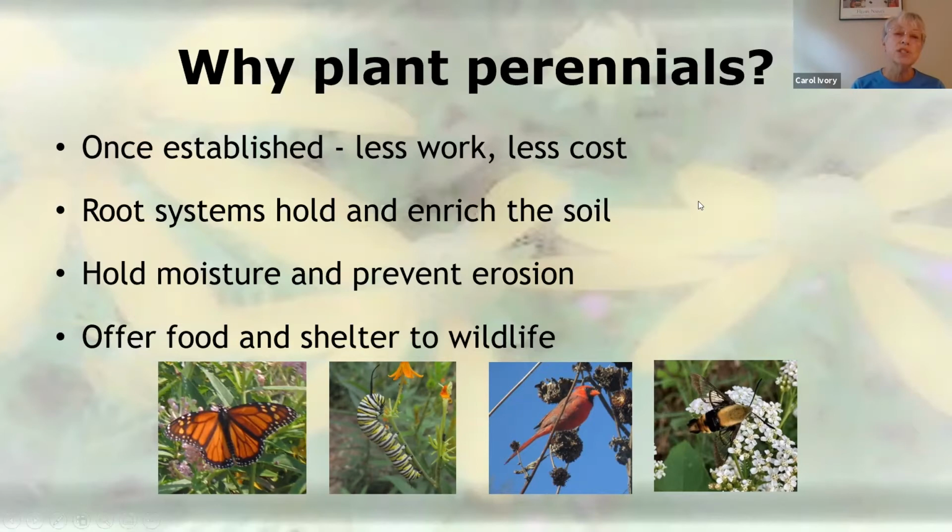Okay, so the root systems hold the soil, they enrich the soil, they hold the moisture, that all prevents erosion. And very important to all of us, I hope, is that these perennials offer food and shelter for wildlife. Many of the perennials, try to get native perennials. You want to get milkweed for the monarch caterpillar, which is that second caterpillar in there.